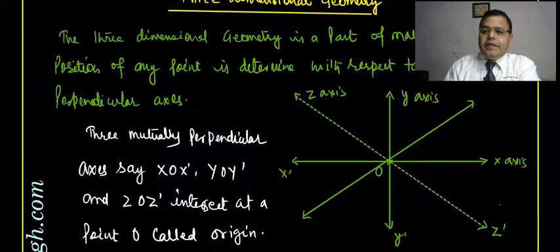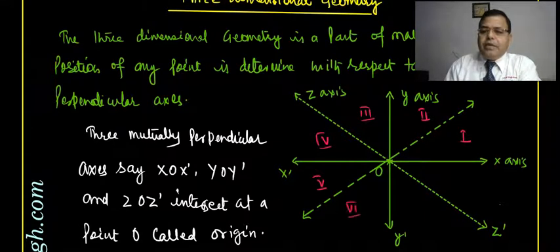Here, and that will divide into eight quadrants, right? So here these are the four quadrants. This is the first quadrant, second quadrant, this is the third one, this is the fourth one, this is the fifth one, this is the sixth quadrant, this is the seventh one, and that one is the eighth quadrant, right?